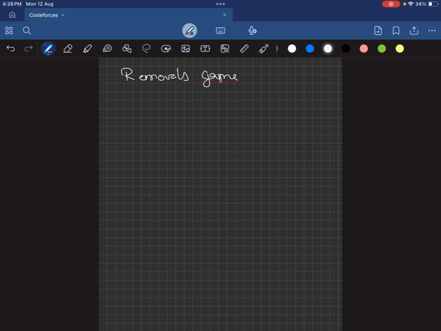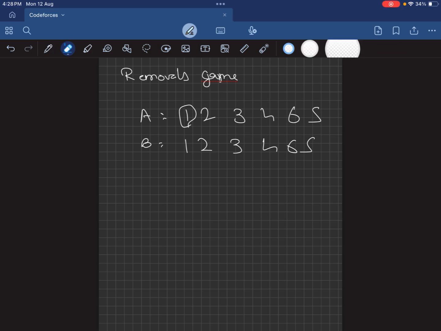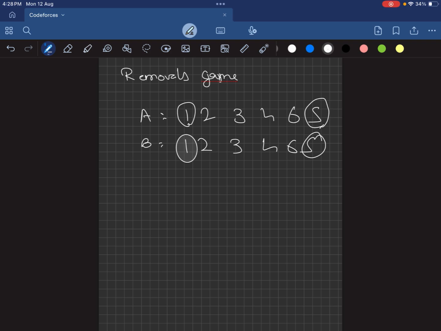So what if Alice and Bob are given the same permutations? For example 1 2 3 4 6 5, and Bob is also given 1 2 3 4 6 5. So Bob can always win in this situation by playing the same move that Alice plays. If Alice plays in the beginning, Bob will also play in the beginning. If Alice plays at the end, then Bob will also play at the end. So essentially, whatever Alice does, Bob will do, and Bob will win.